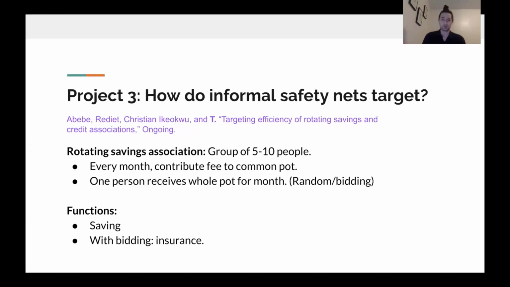This can be useful for a couple of reasons. So if you don't have access to a bank, this is a way of saving money. If you get the pot later, the money you are putting in early is saved effectively. And this can also be a form of insurance, especially if you have a way of getting the pot earlier by buying it from someone or via bidding. So if you have some unexpected expense, this can be a way of paying for it.